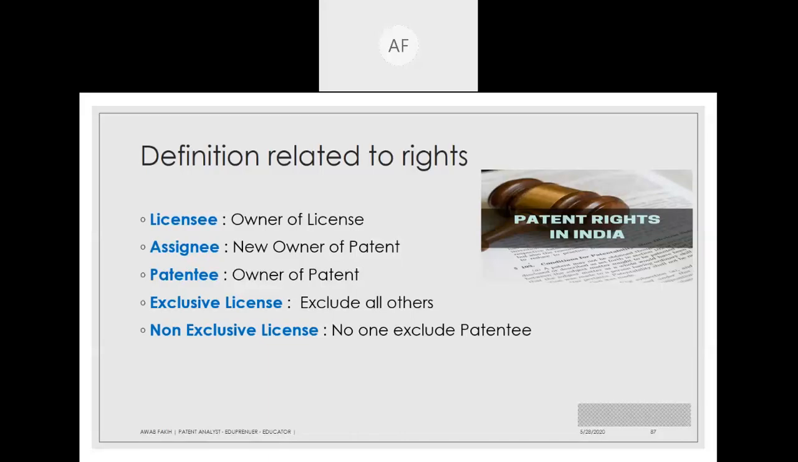So this is all about the basic definition related to the right of the patentee. Before this, I'll give you a good example with a current example. At this moment, since this webinar is going on at Delhi, we'll talk about IIT Delhi. IIT Delhi has recently developed a kit for testing for COVID-19, right? I was reading an article about it.